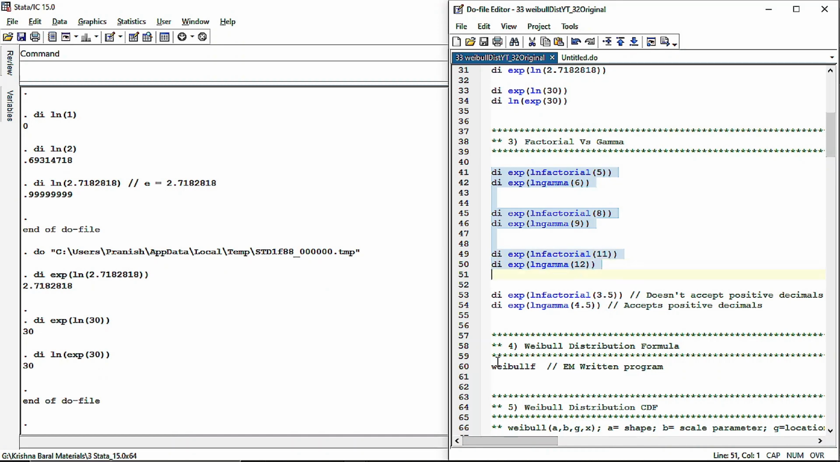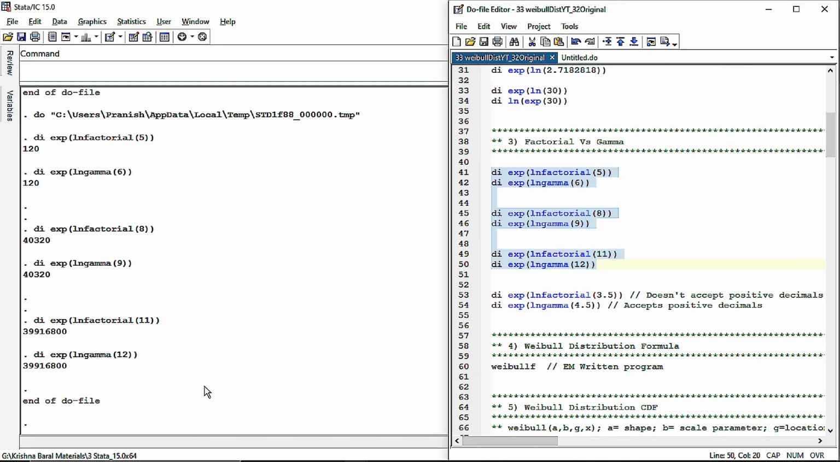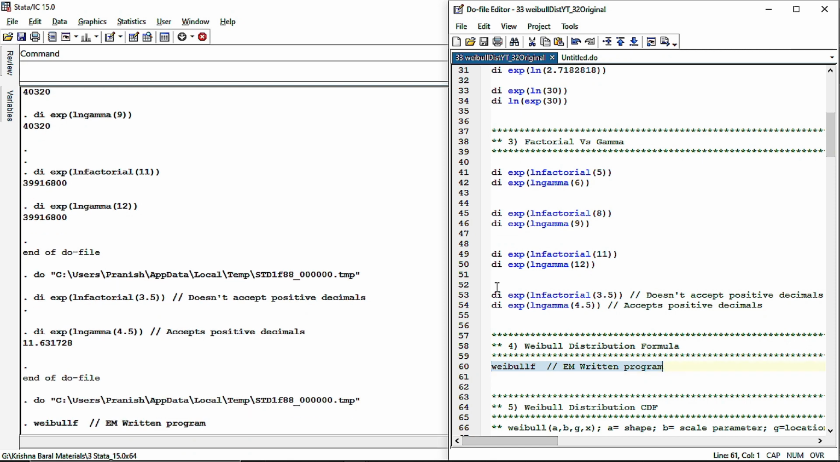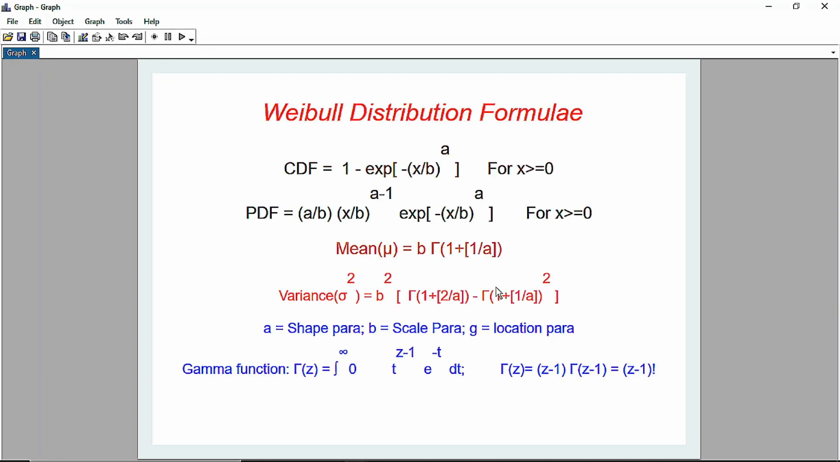Now in the next example, with the help of these functions, let us establish the relationship of gamma and factorial. Gamma n is equal to n minus 1 factorial, therefore gamma 12 is equal to 11 factorial, gamma 6 is equal to 5 factorial. We cannot calculate the factorial of decimal numbers, while we can calculate the gamma of decimal numbers. Now let us see some of the useful formulae of the Weibull distribution, and we will explain them.